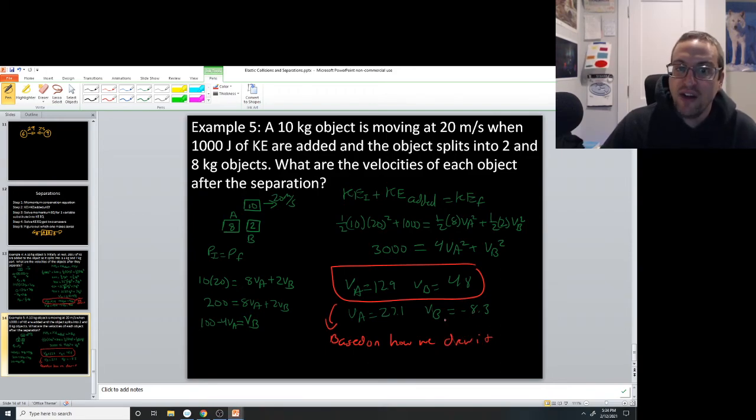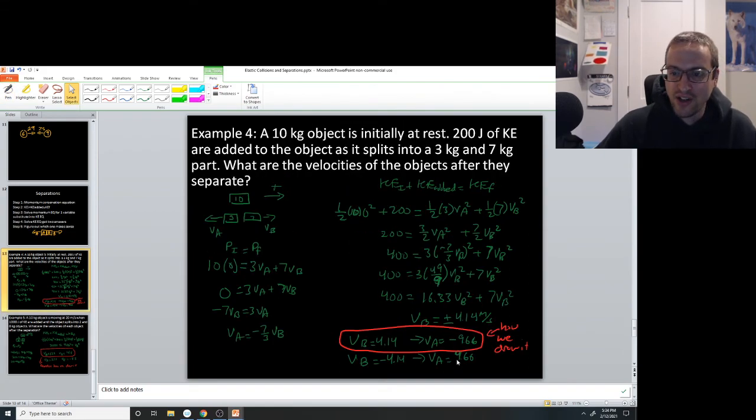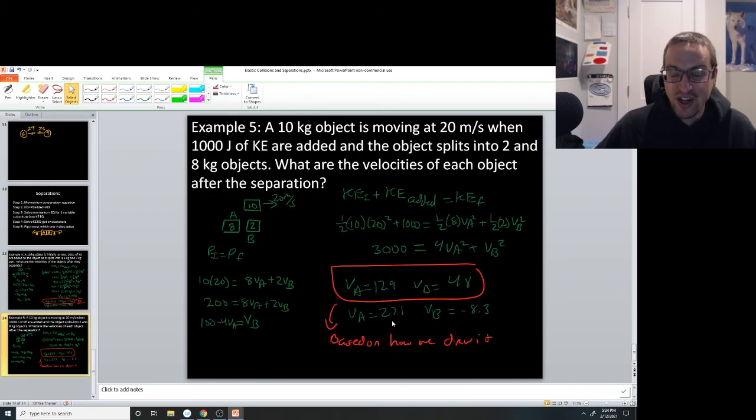So in this case, I'd have to tell you which side the 8 and the 2 kilogram objects were. Otherwise, you wouldn't know which answer was correct. And that's a problem because unlike the last one, where it doesn't matter because it's the same magnitude, here it actually does make a big difference. Okay, so be aware of that. All right, that is it.